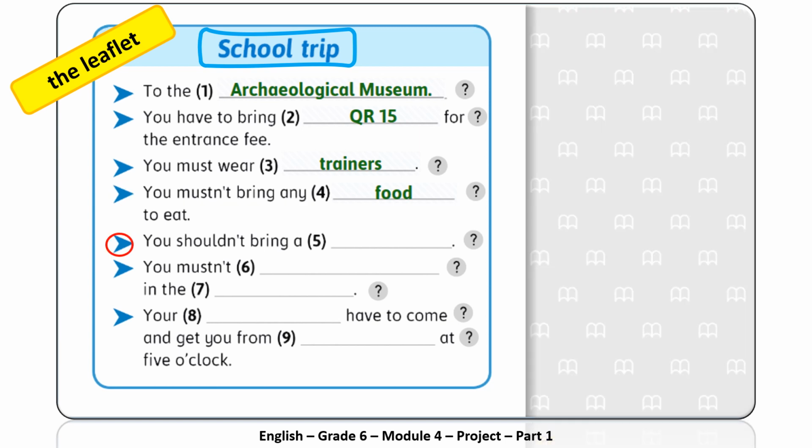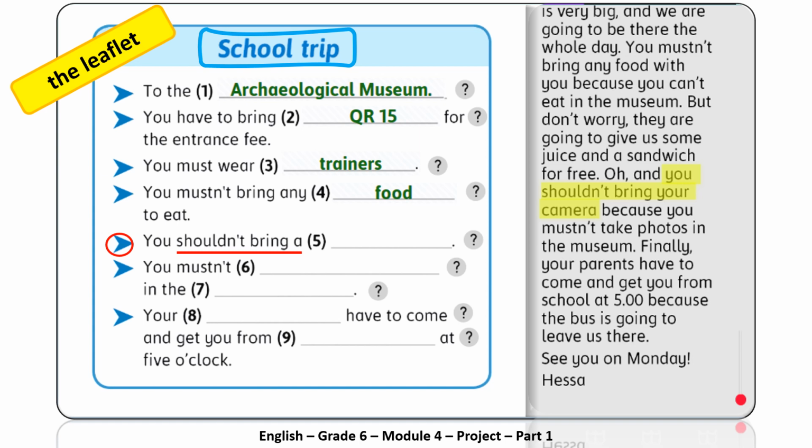After that, you shouldn't bring a ___. So again, we're searching for the word bring, but this time with shouldn't. We find it here. You shouldn't bring your camera. So the answer is camera.